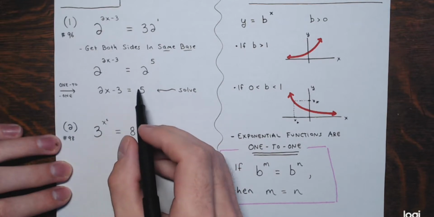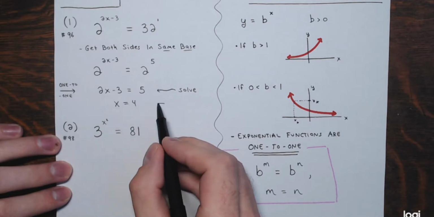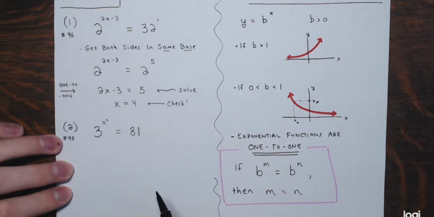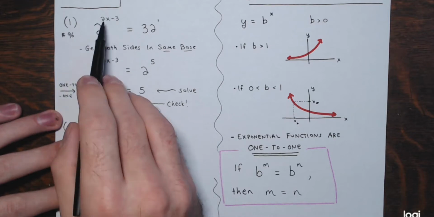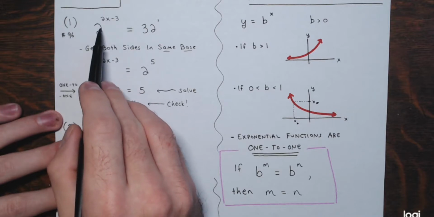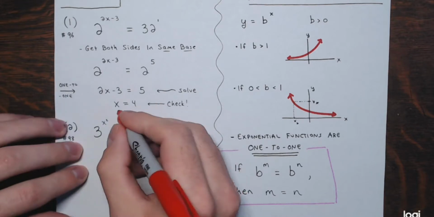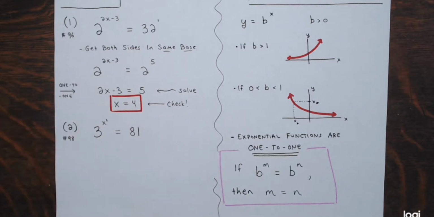Now I would add 3 to get 8, then divide by 2, get x equals 4, and then don't forget to check, back in the original equation. Alright, so if x were 4, 2 times 4 is 8, 8 minus 3 is 5, 2 to the 5th power is 32. Right? So this is the solution to this equation. X equals 4. But don't forget to check, back in the original equation, as you always should, when you have equations.